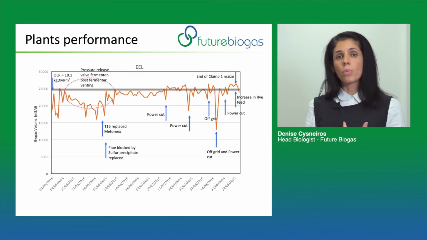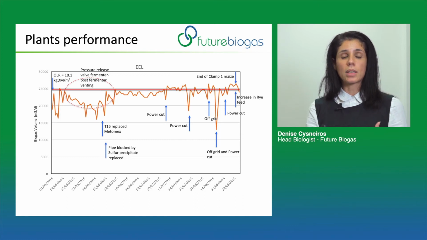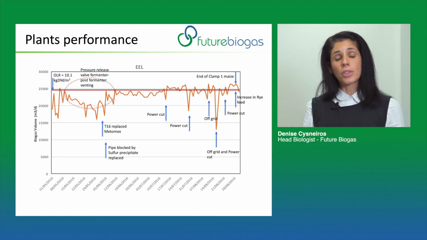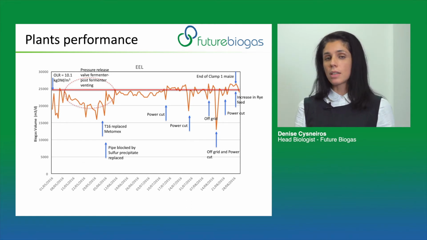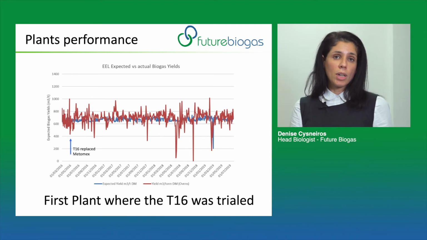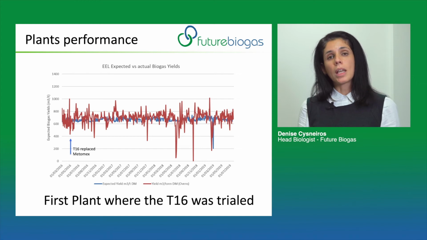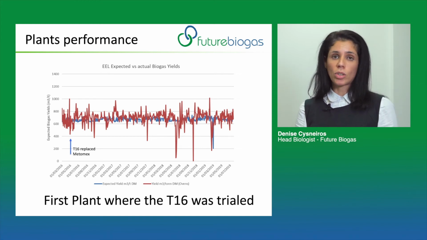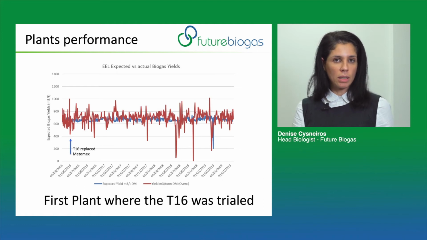So if you go into details, into the period when the T16 started to be supplied, you can see here once more that after the T16 started being supplied, the biogas production increased. Another way that we can evaluate how the site performs is by the biogas yields, not necessarily the production, because the production will depend on many different things.